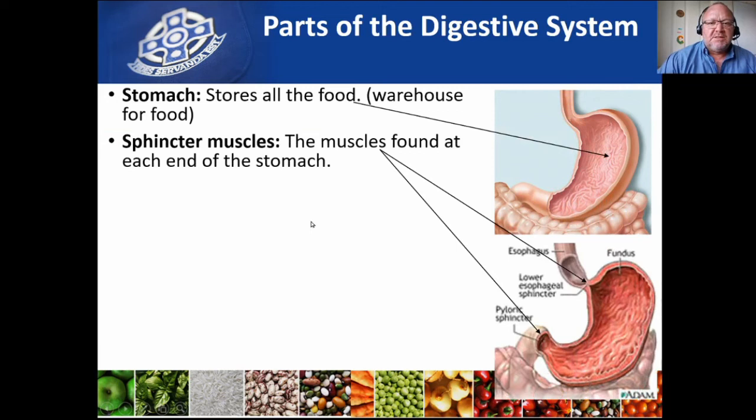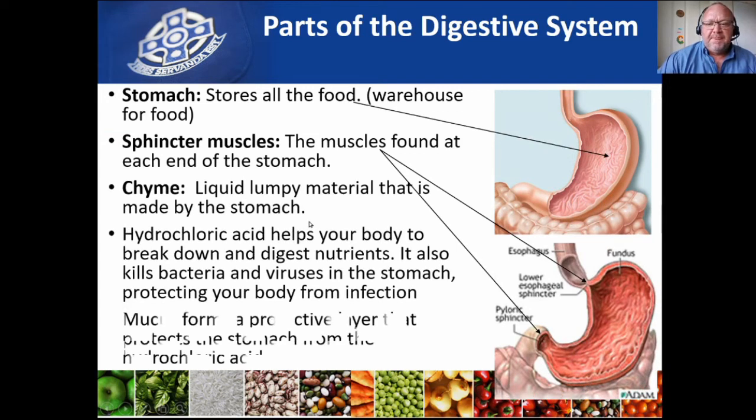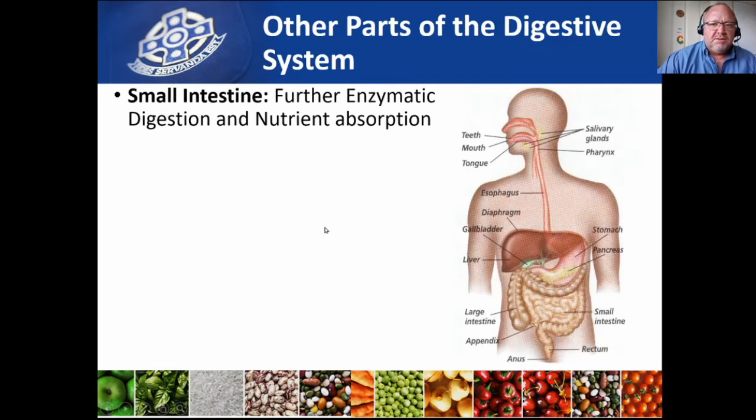So the stomach, it stores all the food. It's like the warehouse. The sphincter muscles open and close it. The chyme is the liquid lumpiness of the stuff, and the hydrochloric acid and the enzymes help to break it down. Okay, and then the stomach is lined by special mucus, which is a special slime that your body releases, and that helps to protect the stomach, so that the stomach itself is not digested by the hydrochloric acid and the enzymes.